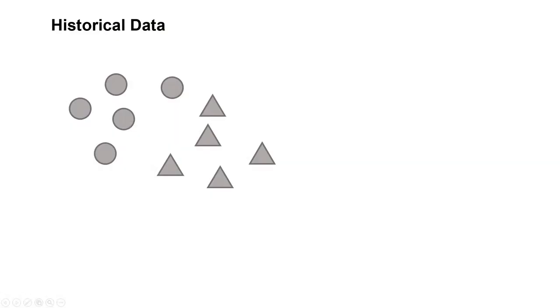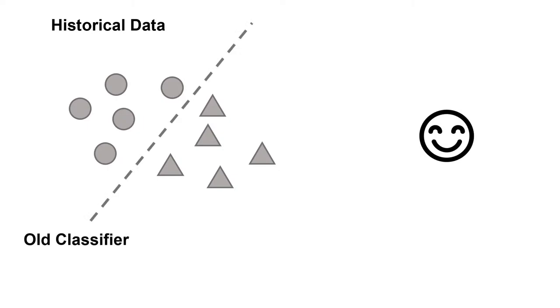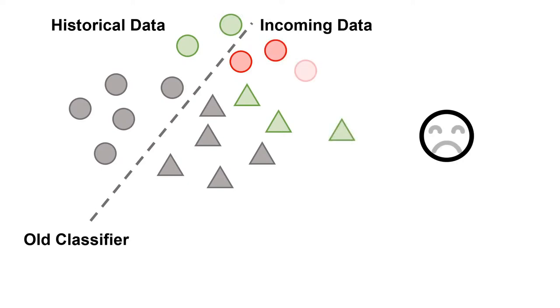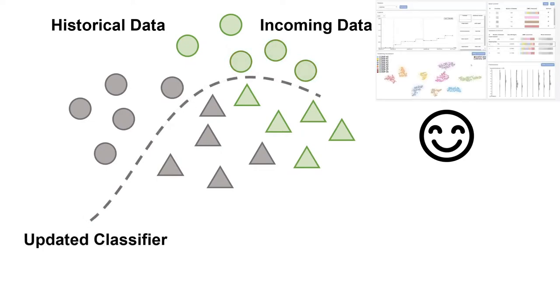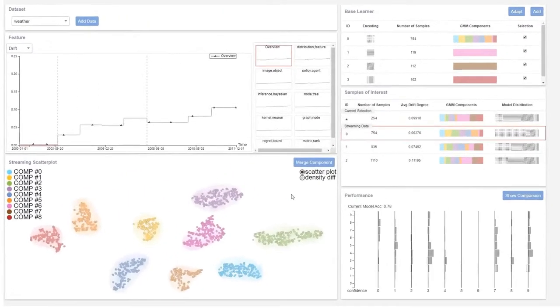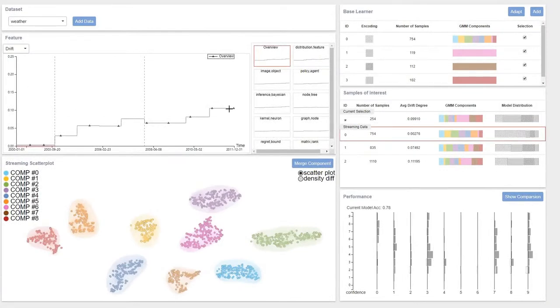The classifier trained on the historical data may fail to classify the incoming data when the data distribution is changing. This phenomenon is called concept drift. To handle the concept drift, we developed DriftVis, a visual analytic system to help the expert understand when, where, and why the drift happens, and update the model to improve performance.